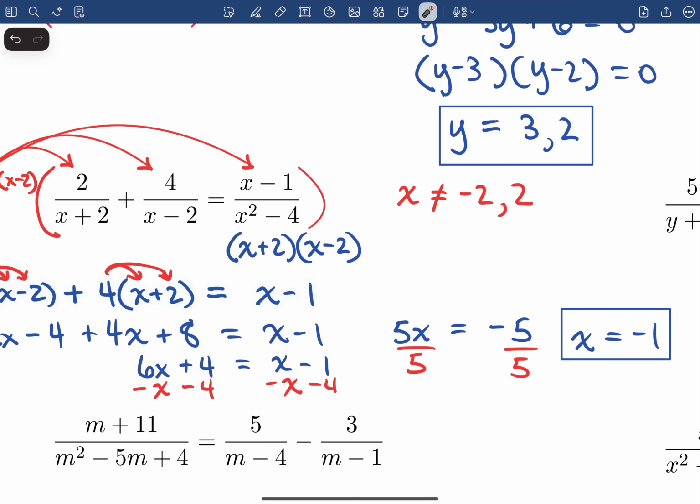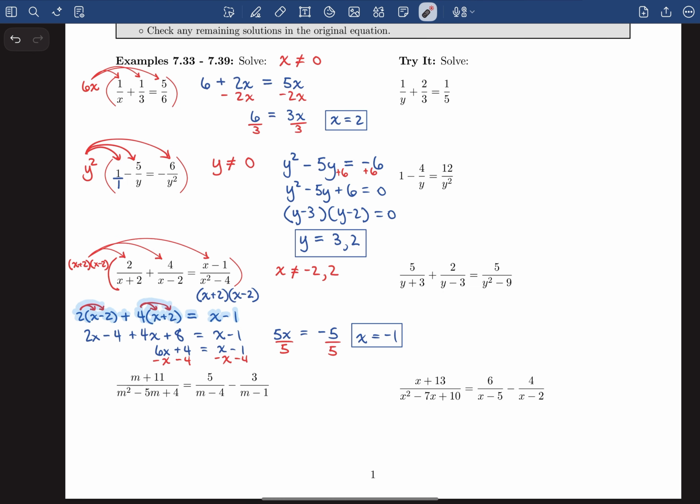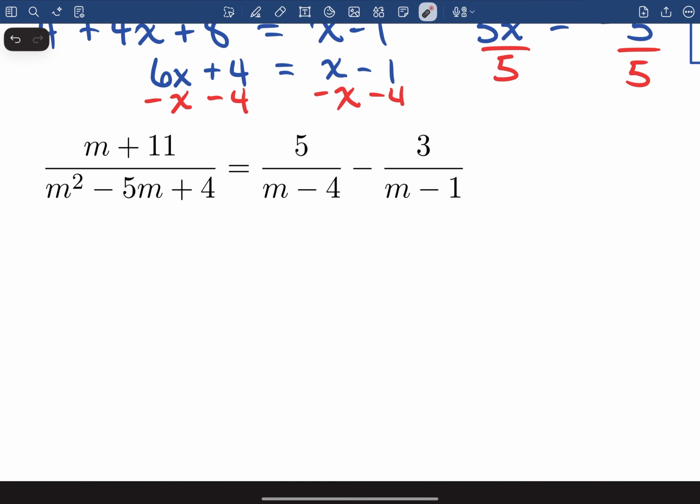Great. And so now let's look back at extraneous solutions. The extraneous solutions would have been negative 2 or positive 2. And this solution is negative 1, which is not either of those, and so there are no extraneous solutions. We're safe. Okay, so there's my final solution for that example. And we are now going to proceed into a new example right here.